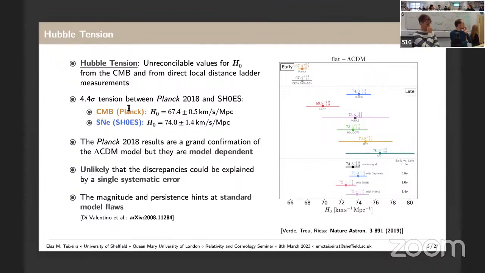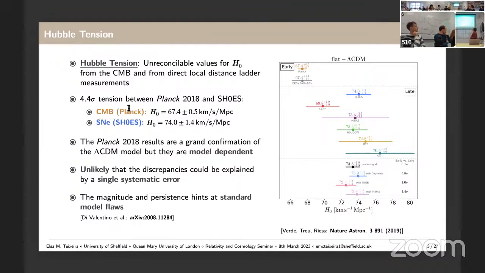And as more and more data gets collected, it becomes harder to explain this just based on statistical errors or systematic errors, because then you would need systematics coming from, let's say, calibration of Cepheids, calibration of tip of the red giant branch stars, or calibrations of supernovae. So you would need to account for many different things to explain these discrepancies.